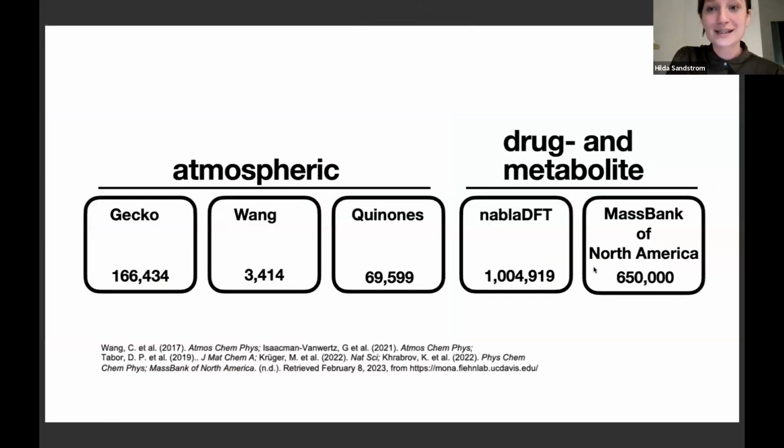So I want to compare these datasets with some molecular datasets that are representative to those that have been used to train the existing machine learning models for compound identification with mass spectrometry. I chose 2. The Nabla DFT dataset, which is a computationally curated dataset of over 1 million drug-like compounds. And then I also grabbed the molecules inside the MassBank of North America to make my comparison.